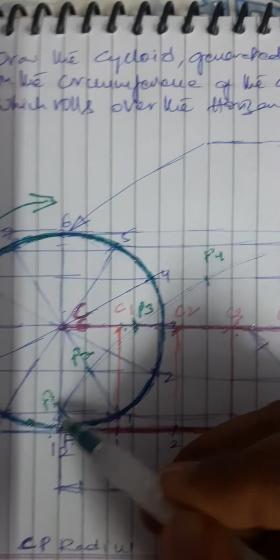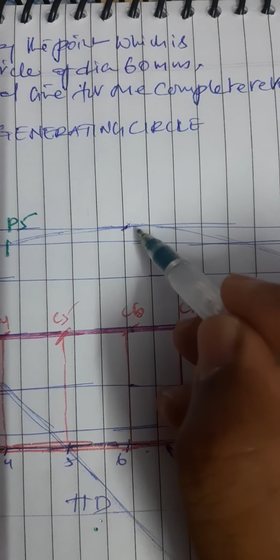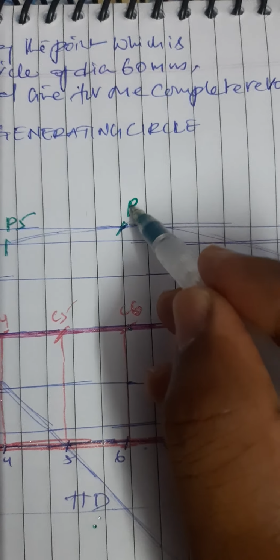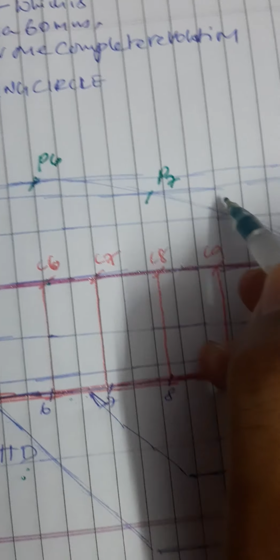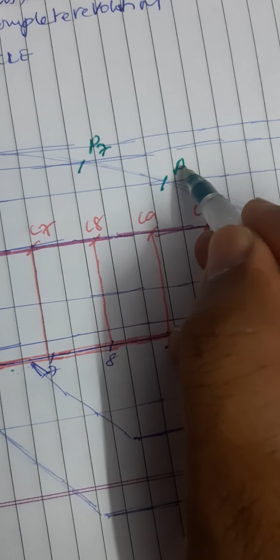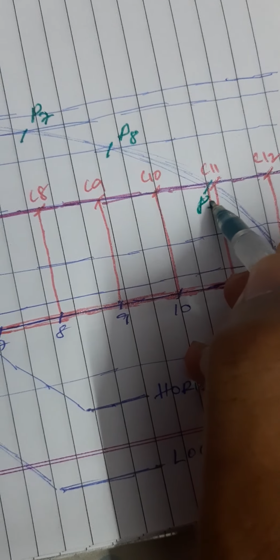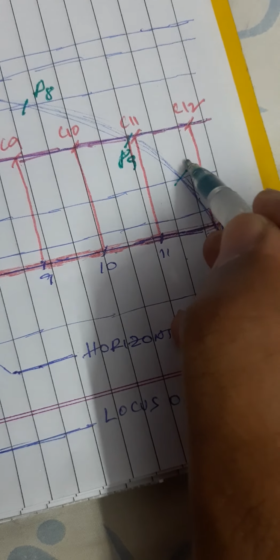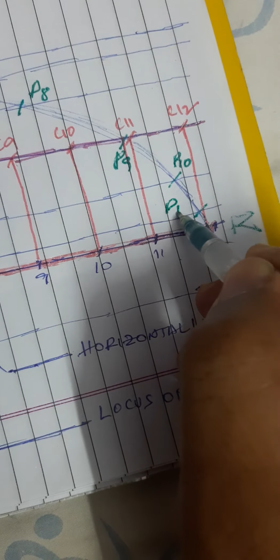Next, when you take the radius CP and now with C6 center, you need to draw an arc cutting the line drawn from 6. So here you are going to get P6. Likewise, P7 here, P8 here, P9, P10. Here you will get P11.